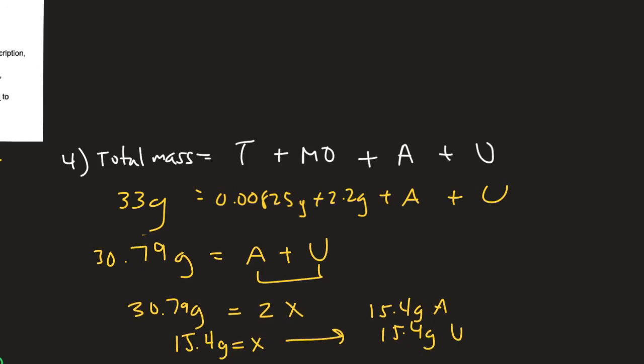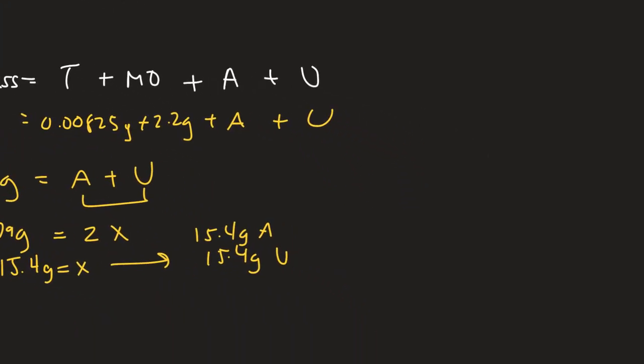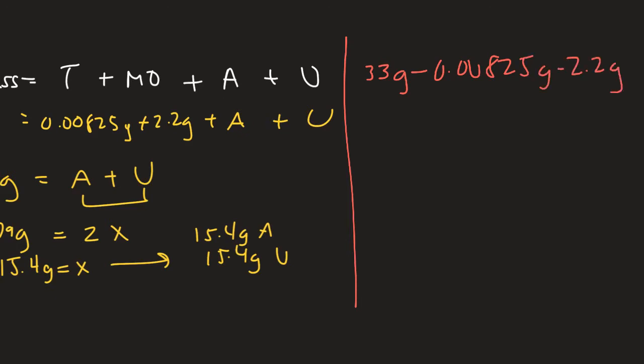Another way of thinking of it is, if you know the total mass was 33 grams, you know you had Triamcinolone, which is 0.00825 grams. You know you had mineral oil, which is 2.2 grams. Simplifying that also gives you 30.79 grams. You know you had two ingredients, or two bases.